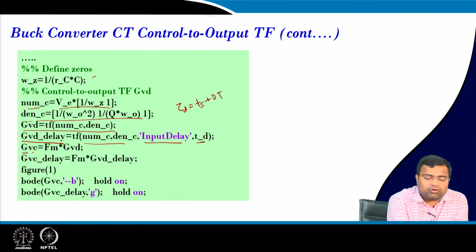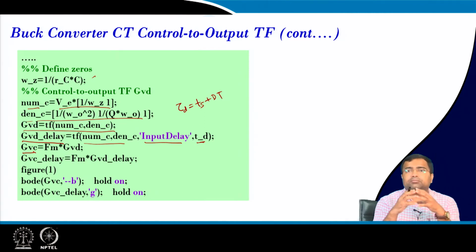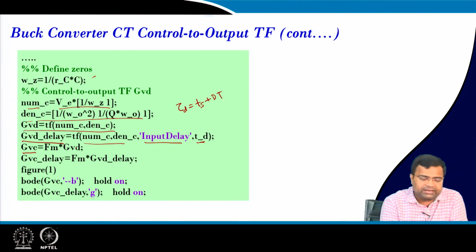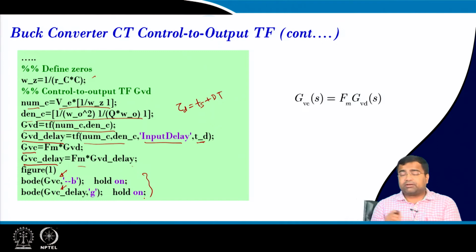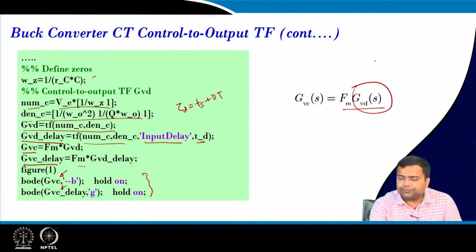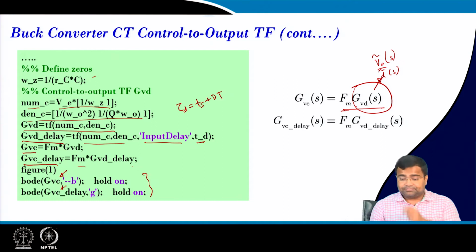Then our control to output transfer function with modulator gain will be Fm into GVD, and the delayed version will be Fm into GVD delay. Now, we are first plotting the Bode plot of the control to output transfer function without delay and with delay, and these are all continuous time. So, this is our GVC, our standard buck converter Vo to D, this one, and then we are multiplying with the modulator gain.